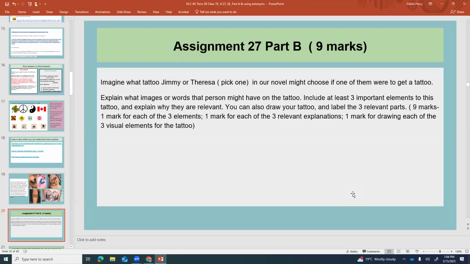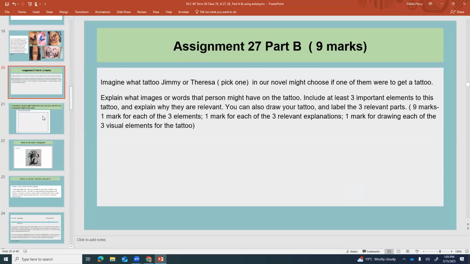Now, this should represent their character. Okay, so I want you to include at least 3 different elements, visual parts of this tattoo, and explain why they are relevant to that character. You can draw the tattoo and label the 3 relevant parts. I am looking for 9 marks for this. So 1 mark for each of the three elements, 1 mark for an explanation for why it's relevant to that person, and then 1 mark for drawing it, okay? So for each of the three elements.